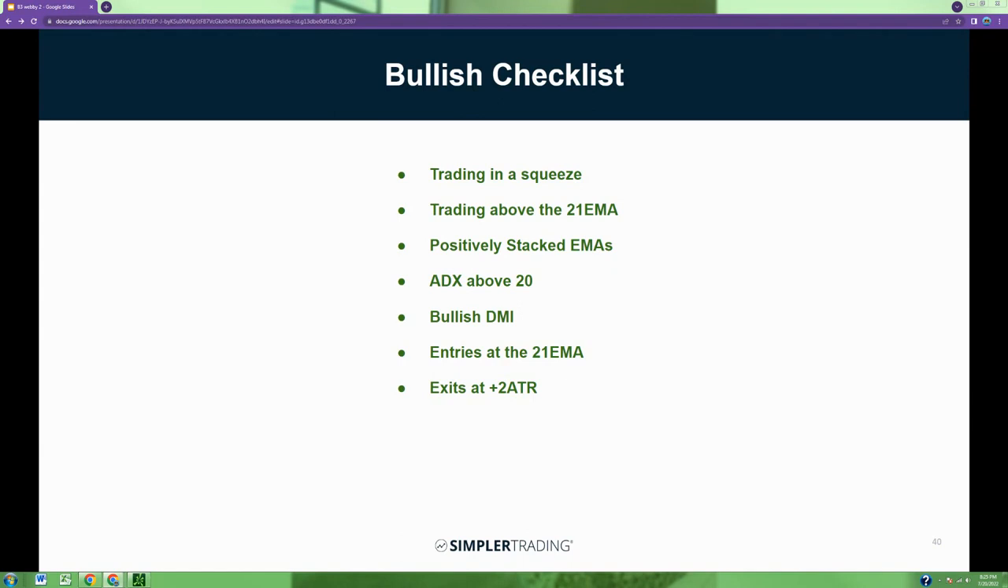Ideally, we have a squeeze. It has to be trading above the 21 EMA. The EMAs, 100%, no questions asked, have to be stacked positively. We need ADX above 20, and we need bullish DMI. If we can find that combo, we're taking entries at the 21 EMA. We're taking profits at +2.